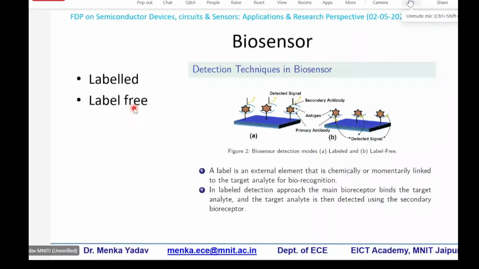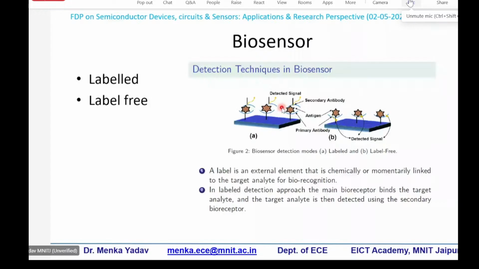So basically, biosensors are labeled and label free. Labeled means you have the antigens. These are the antigens, and these are the primary antibodies. These are the secondary antibodies. In the case of labeled, you are going to detect the antigen with the help of antibodies put on top of it. One primary antibody and a secondary antibody, both of these take the antigen together in order to chemically react on that.